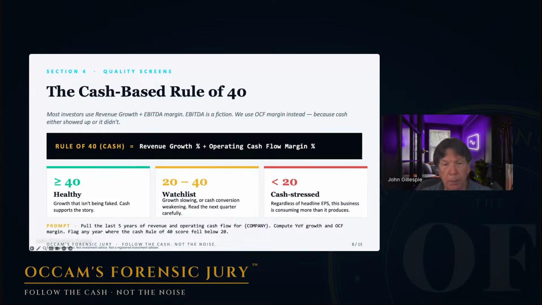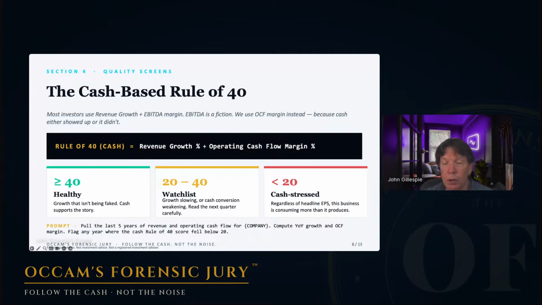So, the cash-based Rule of 40, excuse me. Most growth investors use the Rule of 40 as a quality screen. The classic version adds revenue growth percentage to EBITDA margin percentage, EBITDA being earnings before interest, taxes, depreciation, and amortization. A company over 40 is considered healthy. I don't use EBITDA. EBITDA is fiction. It's earnings before all the things that actually matter. Interest, which has to be paid, taxes, which have to be paid, depreciation, which is a real economic cost, and amortization, which represents capital that was actually deployed. Charlie Munger was famous for calling EBITDA bullshit earnings for a reason.